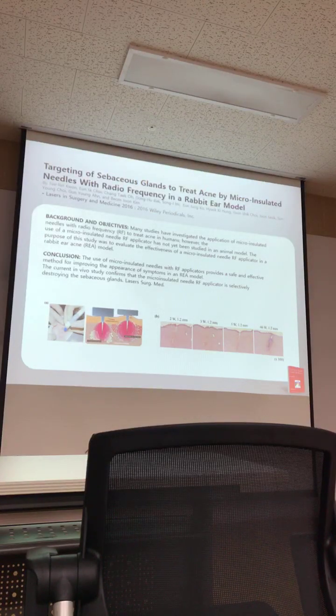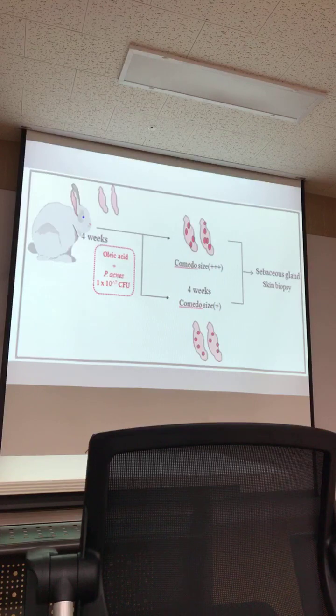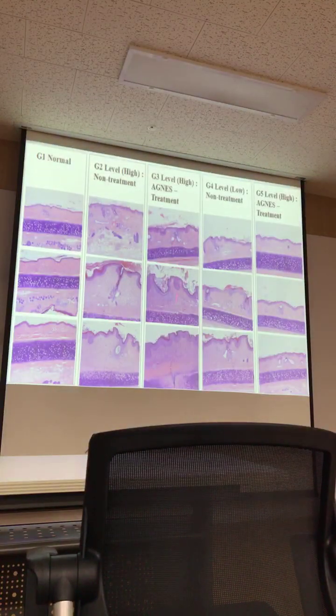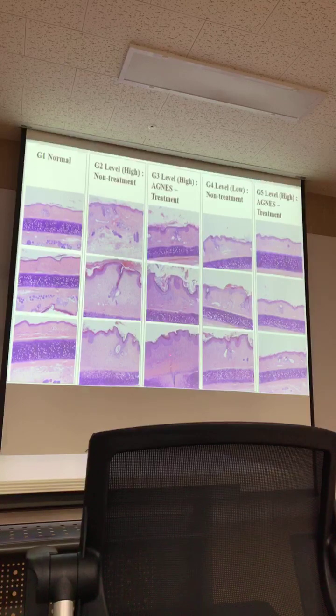Experimentally, we made acne on the rabbit ear by injecting P. acne bacteria in oleic acid, and 4 weeks later we confirmed comedone by biopsy. We treated with Agnes and compared with the non-treated group, 6 weeks later. In the treated group, there is no sebaceous gland and no comedone, but the non-treated group still shows comedone.